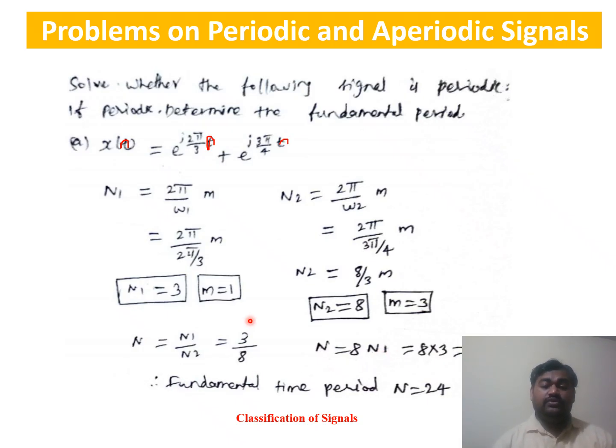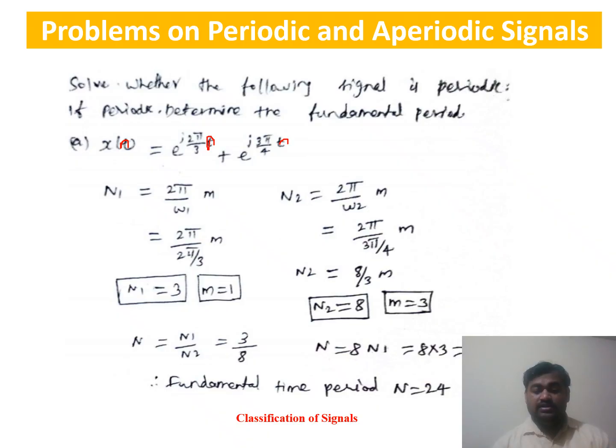How am I taking the decision that this is periodic? In the ratio of n1 by n2, there are no multiples of pi, which means that there is an integer in the numerator as well as the denominator, which means that the given signal is a periodic signal with the fundamental time period n equal to 24.